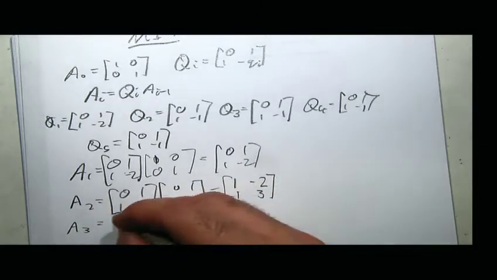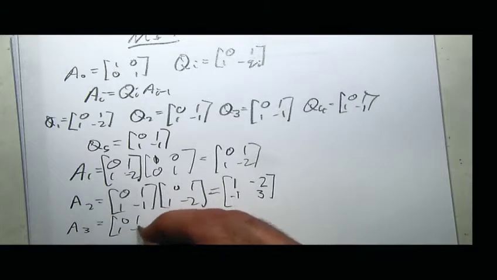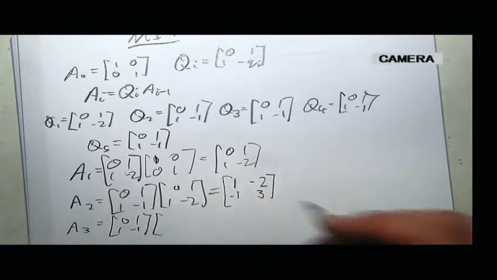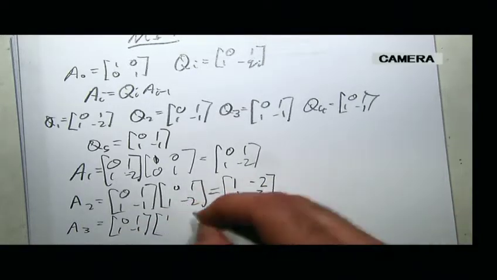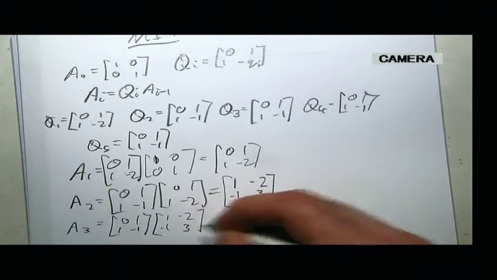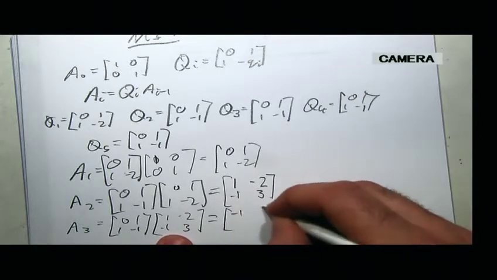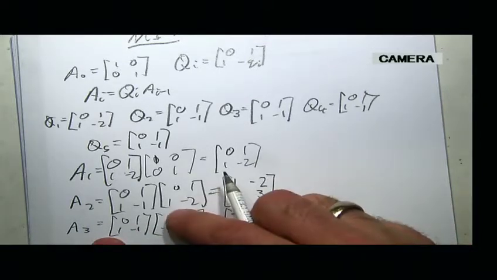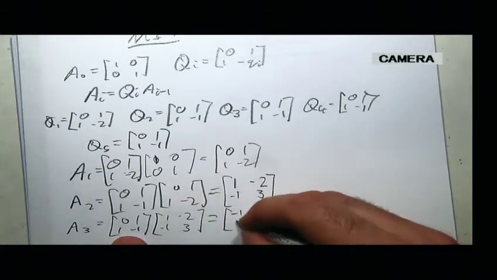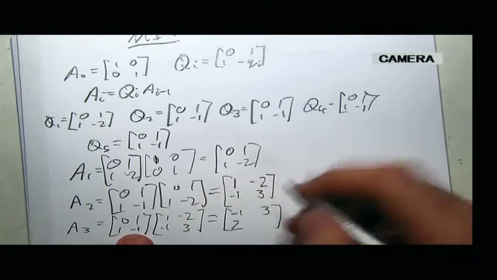A3 is equal to, so Q3, 0, 1, 1 minus 1. This is where I wished I'd chosen an example that didn't have quite so many steps. Bottom line becomes the top line, minus 1, 3, and then 1 plus 1 is going to be 2, and 2, so minus 2 minus 3 is going to get me minus 5.